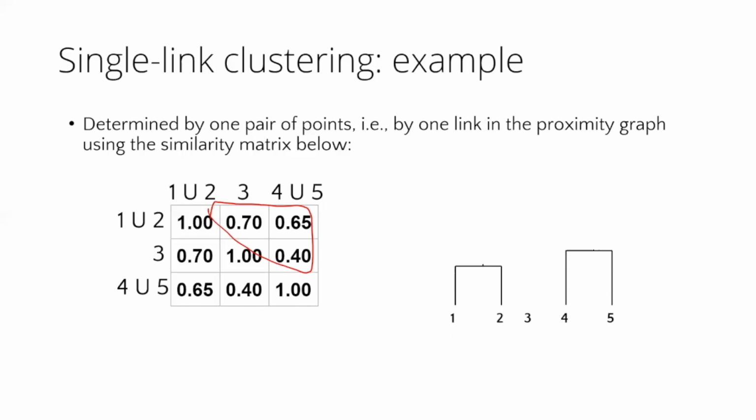On the upper triangle, we find the one that has the largest value, which is 0.7 here. Based on that, we know that the cluster formed by points 1 and 2 has the closest proximity with point 3. So those are going to be the ones that are merged.